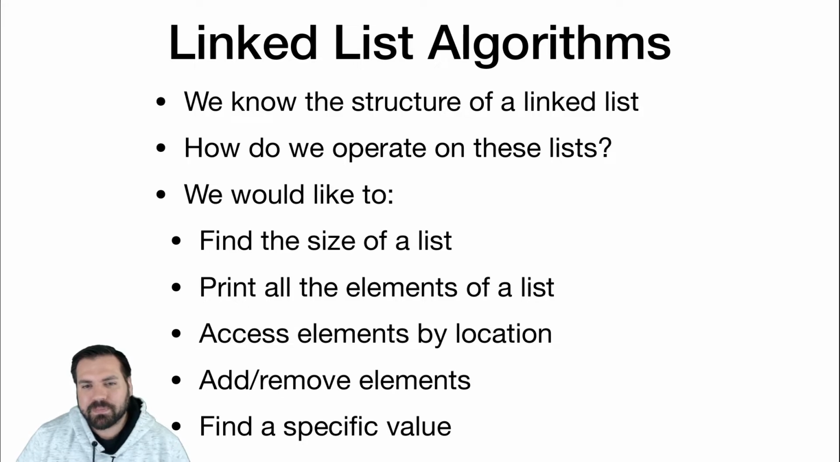So we have this linked list structure, and now it's on to the implications. What do we do with this? How do we work with this? These are all algorithms that we're going to see today. How do we find the size of a list? How do we print all the elements of a list? How do we access an element by its location? How do we add and remove elements, and how do we find a specific value? These are all the things we want to talk about today.